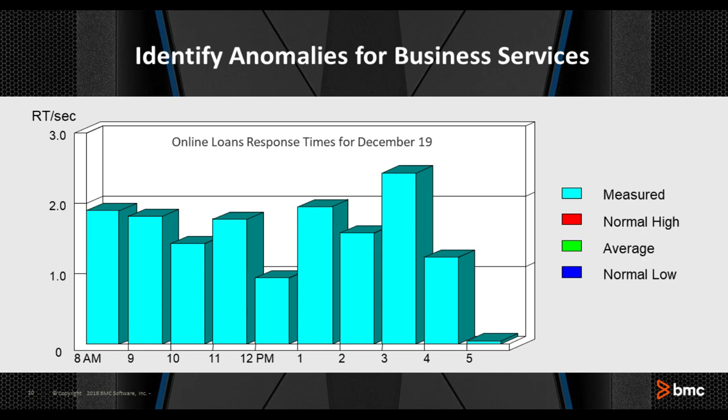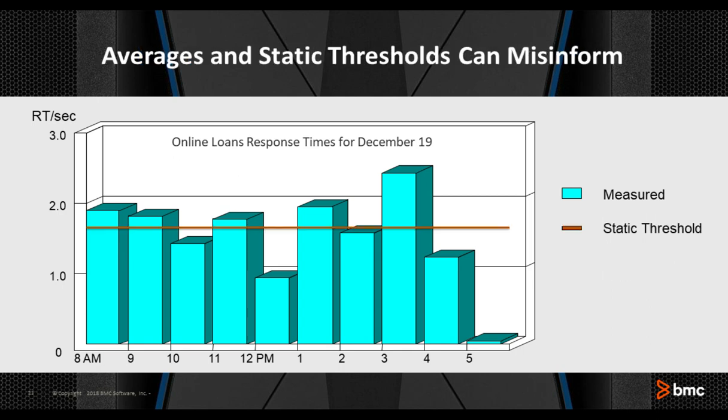So we use machine learning to capture the recent data and tell us what's normal, because I don't have the time to figure that out on my own anymore. So here's an example. This is online loans. We're looking at response time for a day. Kind of the first thing that jumps out is the 3 o'clock hour, and you say, is that an anomaly? And we don't know. So a traditional approach is to use averages and create a threshold.